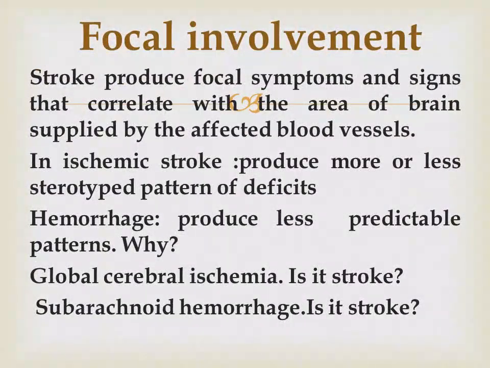Stroke produces focal symptoms and signs that correlate with the area of brain supplied by the affected blood vessel. Ischemic stroke usually produces a more or less stereotyped pattern of deficit, while hemorrhagic stroke usually produces less predictable patterns. Why? You have to look for the cause. Global cerebral ischemia, as occurs for example in cardiac arrest, is not regarded as stroke. Subarachnoid hemorrhage is also now regarded as outside the classification of stroke.